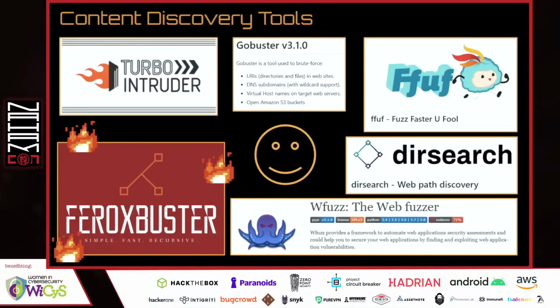So GoBuster has a lot of extensibility, a lot of filters. WFuzz is preferred by people who really want to control the filters and the response codes that come back from these brute forcing tools. DirSearch is written in Python, so very extensible, and also has a lot of filtering capabilities. FFuf is really fast, and it was the bug bounty content discovery tool of choice for a long time.